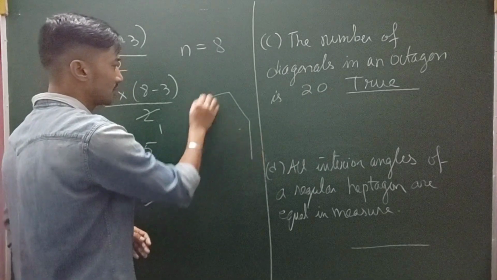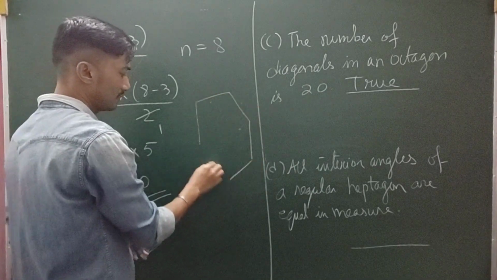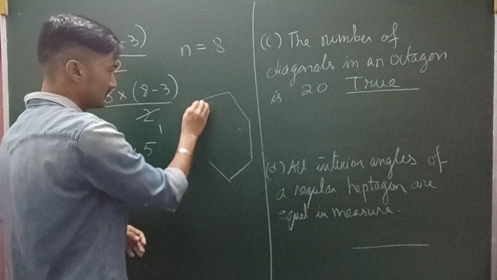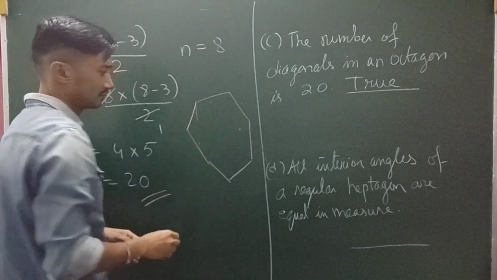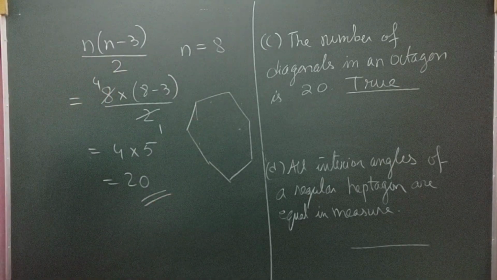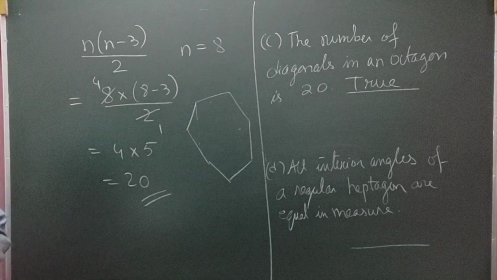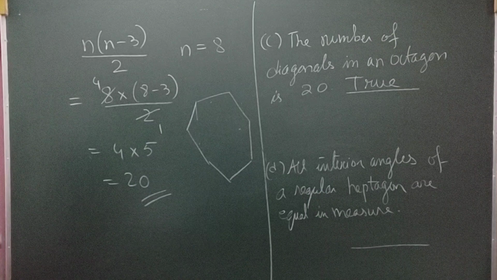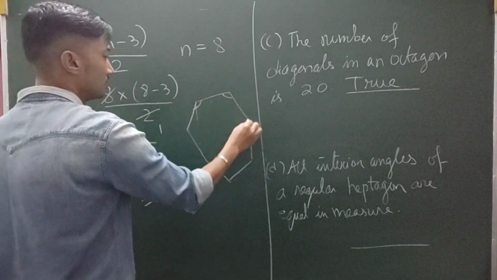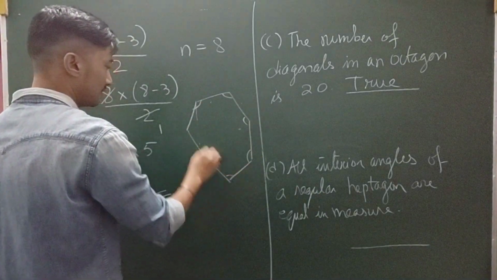Heptagon means 7 sides. So 1, 2, 3, 4, 5, 6, 7. 7 sides. Heptagon means 7 sides, isn't it? Right, so heptagon means 7 sides. So interior angles 1, 2, 3, 4, 5, 6, 7.